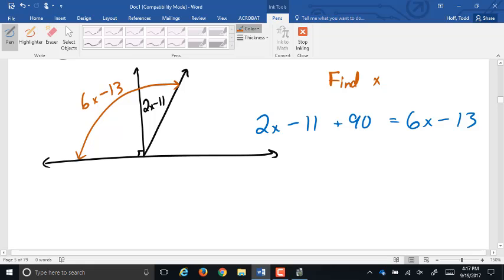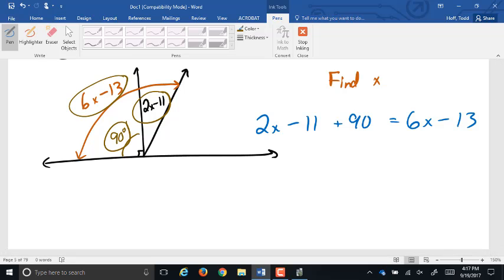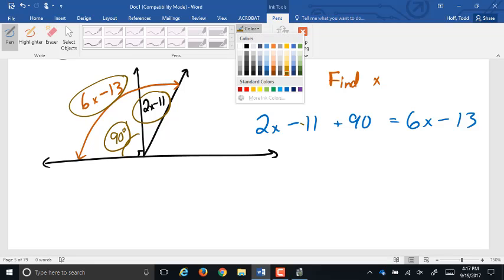So if we look at this one, this angle over here is 90 degrees. Those two, the 2x minus 11 and the 90, have to add up to the big one. You could have also done 6x minus 13 minus the 2x minus 11 has to equal 90. That's a little more difficult because you're subtracting negatives, but it should work out as long as you handle the negatives correctly.